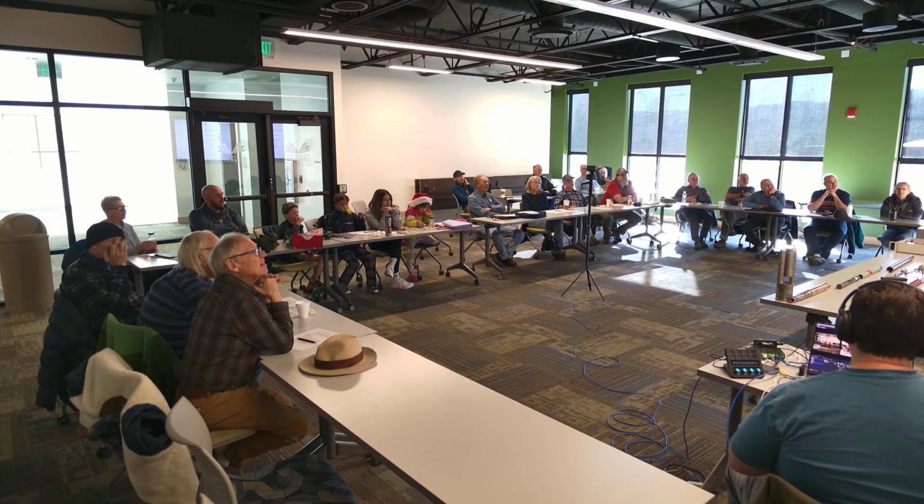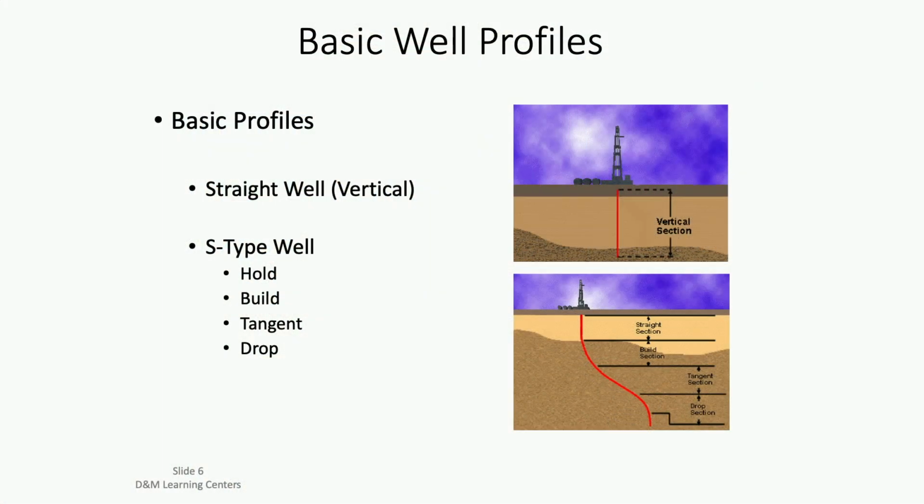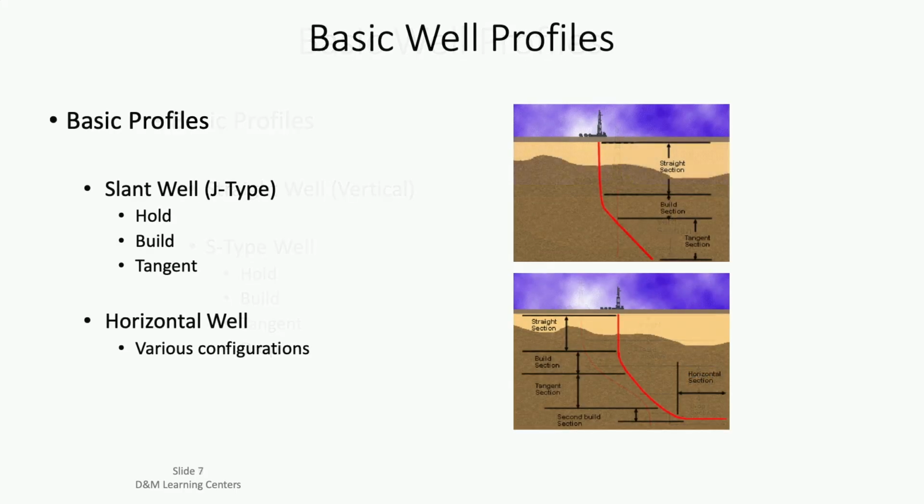So, just different types. I told you that we had an S well, and the other one is a vertical well where they'll just punch straight down. S wells in this area are pretty common. We don't do a lot of horizontal wells around here. Slant wells, I've only done a few of those. And then the other most popular one is the horizontal.